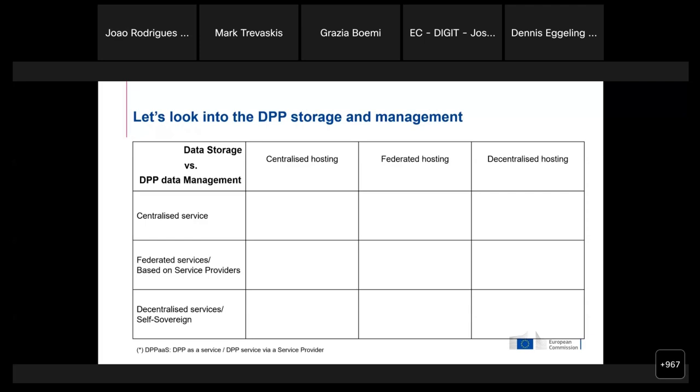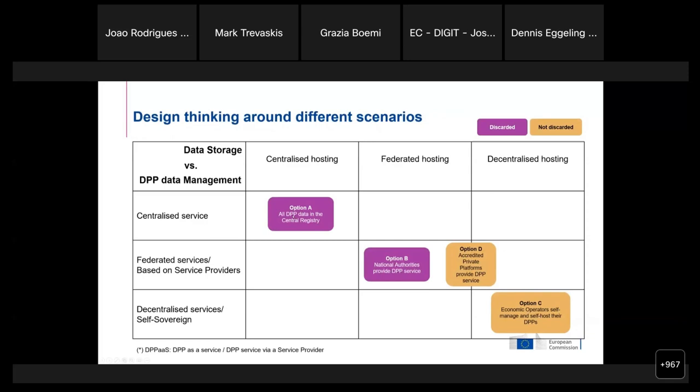participants in that ecosystem. So that would be the centralized way of doing data management, where we can create some sort of centralized service. We can also go federated or decentralized. So now we have this matrix, and in each one of the different squares, in this case rectangles, we are able to create scenarios. And this is what you see that we have been busy doing.